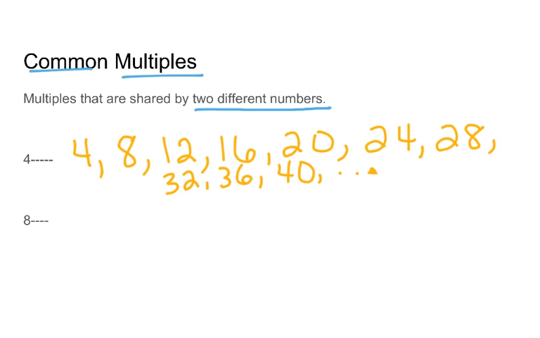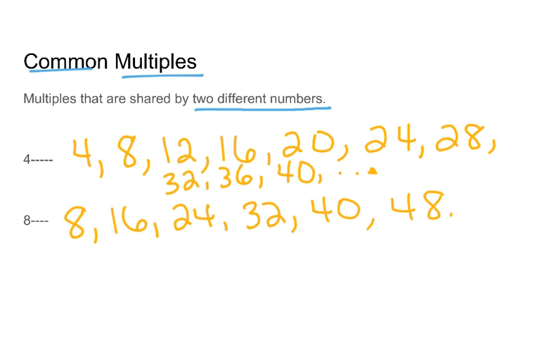So now we're going to think of multiples of 8. So we're going to count by 8. Think about our 8 multiplication tables. 8 times 1 is 8. 8 times 2 is 16. Then we would have 24, so that's 8 times 3. 8 times 4 is 32. 8 times 5 is 40. 8 times 6 is 48, and we go on from there.